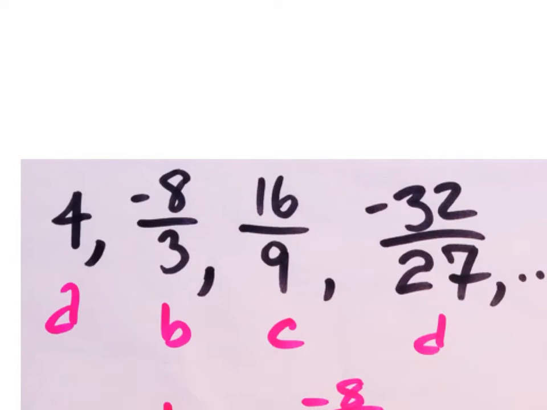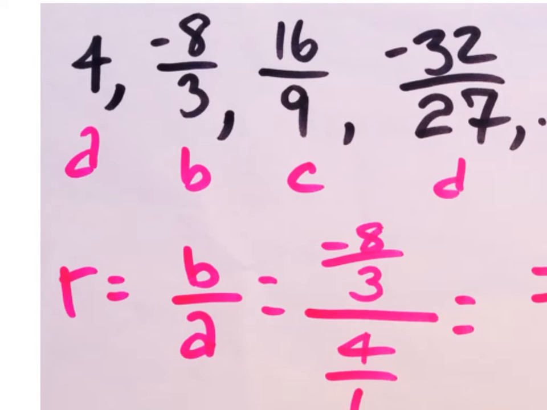Finding the common ratio can be a little bit tricky when there are fractions involved in our sequence. So how do we approach something like this? Well, let's say that we take term b, which is going to be negative 8/3, divided by the previous term, in this case 4. And what will that look like?